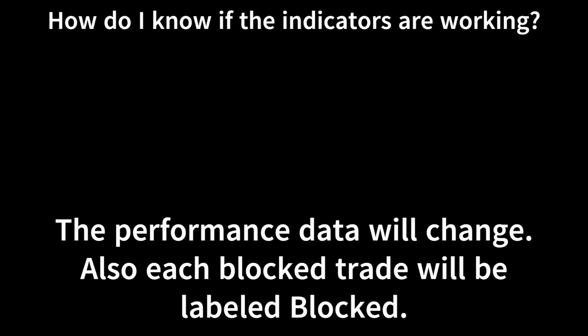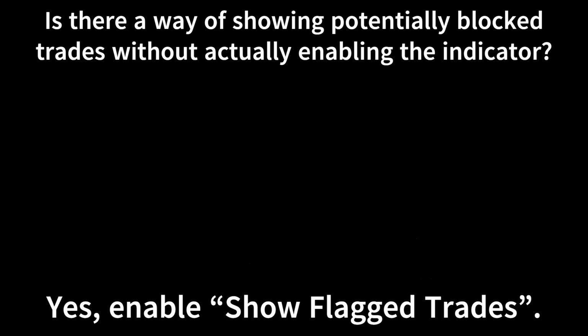How do I enable an indicator? The application settings pane. How do I know if the indicators are working? The performance data will change. Also, each blocked trade will be labeled blocked. Is there a way of showing potentially blocked trades without actually enabling the indicator? Yes, enable show flagged trades.